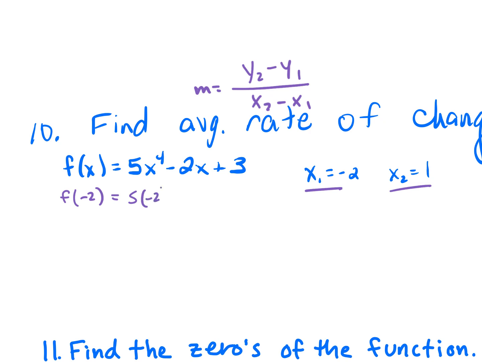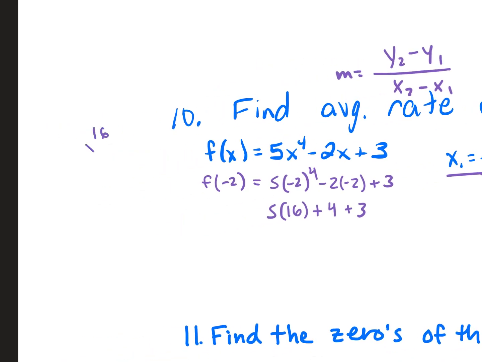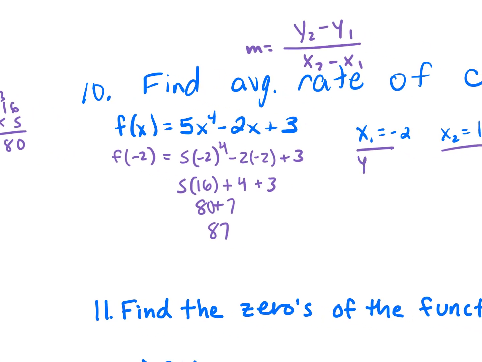So that is 5 times -2 to the 4th power minus 2 times -2 plus 3. So 5 times 16 plus 4 plus 3. 5 times 16, do it on the side here. So this would be 80. 5 times 16 is 80, plus 7. So this would be 87. So when I plug in -2, my y value is 87.